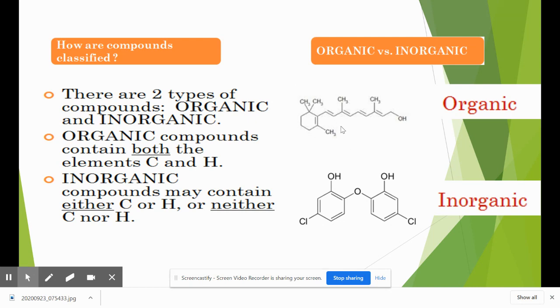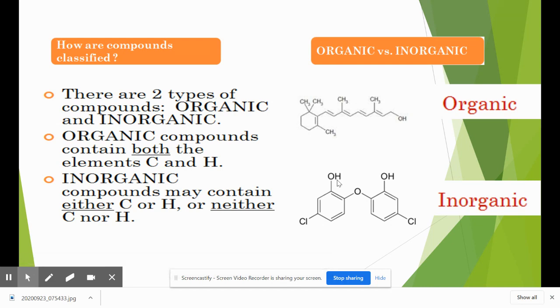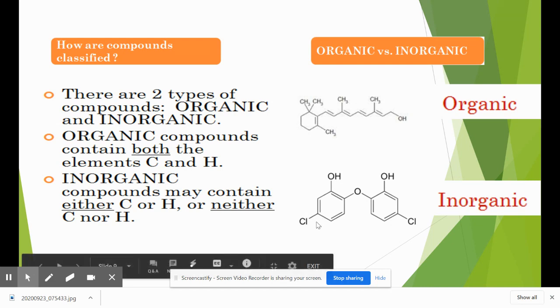Let's look at the diagram here. Just looking at the molecular formula, I can see the C, carbon, and the H. Because they're together here in this molecular formula, it's classified as organic. On the other hand, over here, I can clearly see that there's an H. And over here, it may look like a carbon, but if you look at the second letter, it's a lowercase, so it's Cl. It's not carbon, it's chlorine. So there is the H, but there's no carbon. That makes it inorganic.